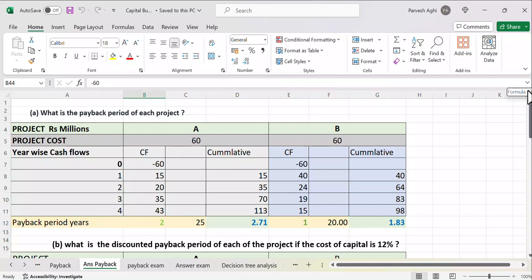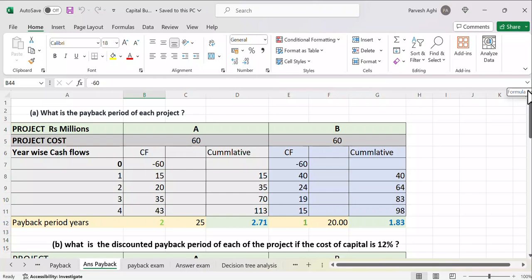What we then do is that we just accumulate it. So 15 received the first year. Don't take the initial outflow, 60 million you spent. First year you got 15. Second year in totality you got 35. In the third year you got cumulative 70. Fourth year you got 130. Similarly, here also 40, 40, 24, 64, 19, 83, 15, 98. So you have just added all the numbers.